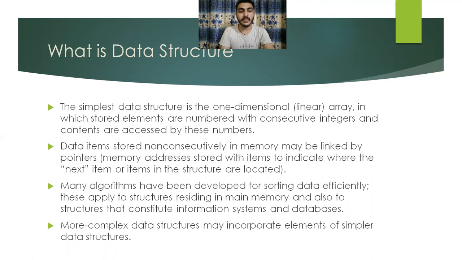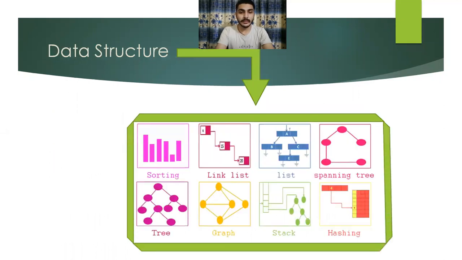Many algorithms have been developed for sorting data efficiently. These apply to structures residing in main memory and also to structures that constitute information systems and databases. More complex data structures may incorporate elements of simpler data structures. So data structure is used in sorting, linked list, spanning tree, hashing, stack, graph, tree.